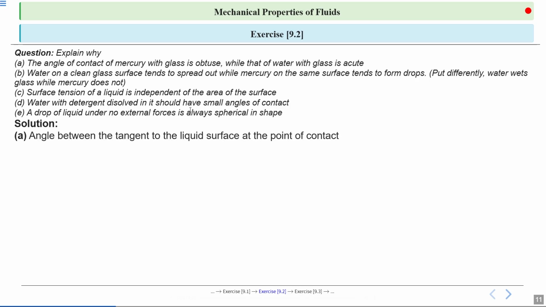So first, let's define angle of contact. This is the angle formed between the tangent to the liquid surface at the point where the liquid, solid and air meet.